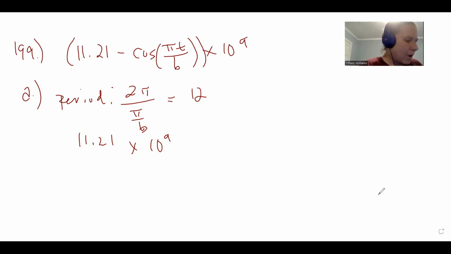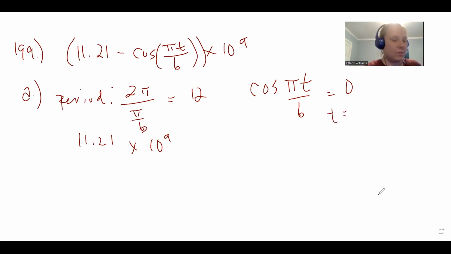Okay, so we're trying to figure out when the consumption is equal to it. In other words, I want to figure out when cosine of pi t over 6 is equal to 0. To do that, I just need to solve that. You can punch it in on the calculator: take the arccosine of 0, multiply by 6 over pi. If you do that, you're going to get t equals 3 and t equals 9. So at 3 months and at 9 months is when it's going to be equal to 0.